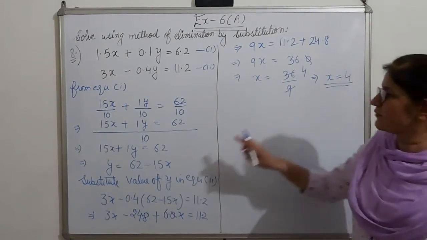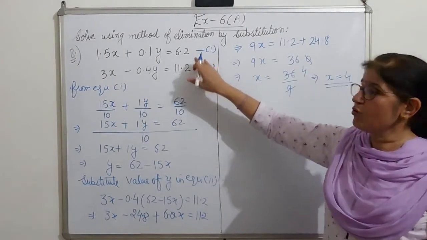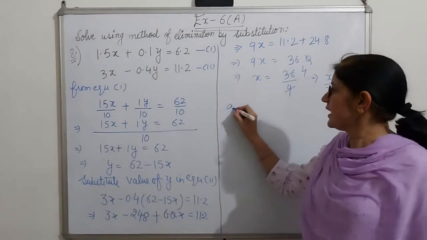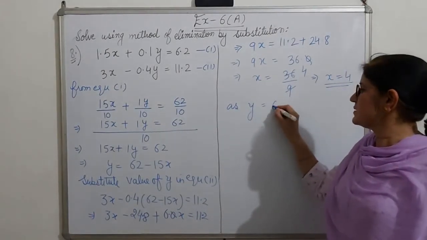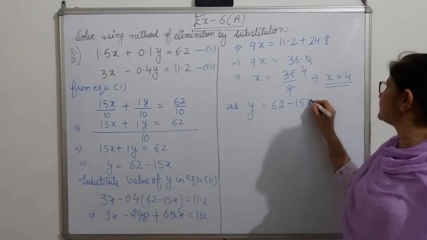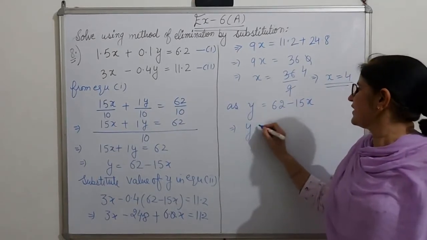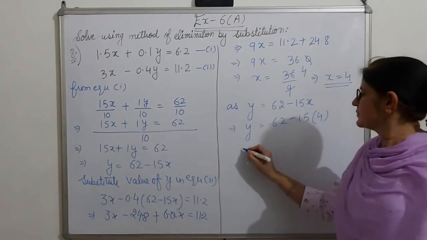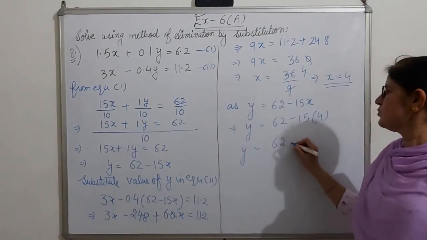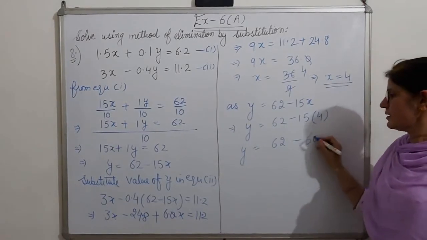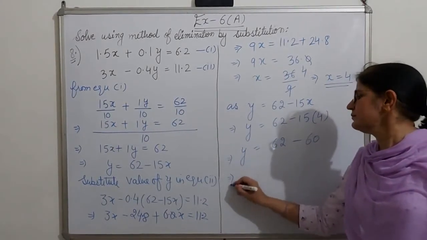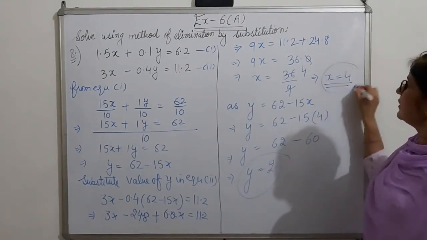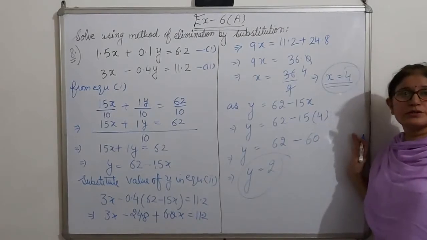Now this x we have to substitute in equation 1 or 2 or here. It is your wish. As y is 62 minus 15x, so what will be y? 62 minus 15 into 4. 62, 15 4s are 60, and y is 2. Like this, we calculate both the values and this is the solution.